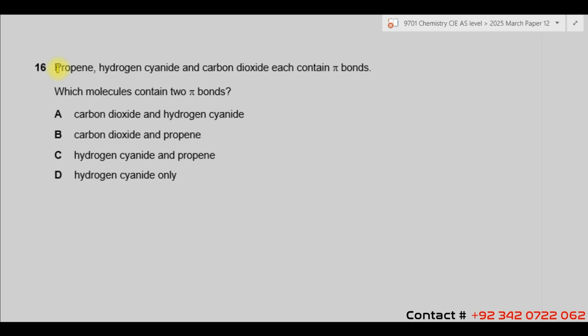Question 16. Propene, hydrogen cyanide and carbon dioxide each contain pi bonds. Which molecules contain 2 pi bonds? Let's write down the structure of all of them. We have propene. Propene is a 3-carbon alkene. In a 3-carbon alkene, we have 1 double bond.